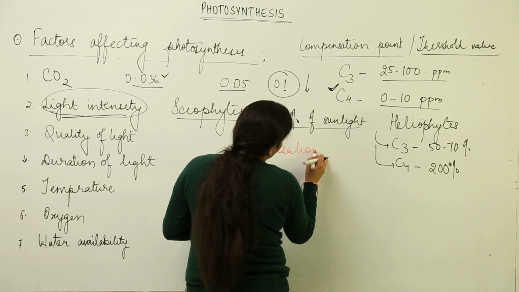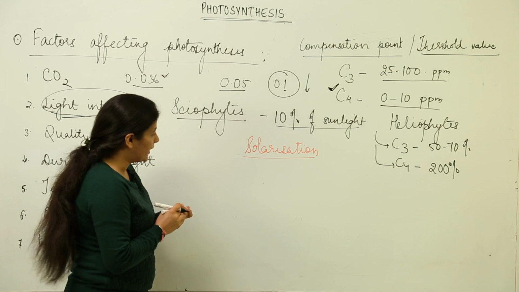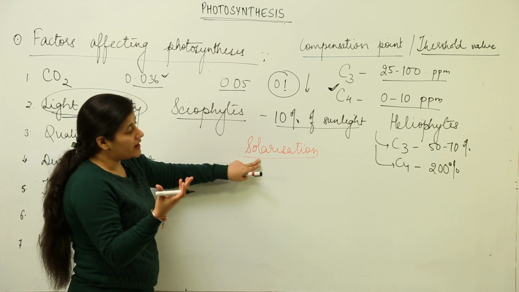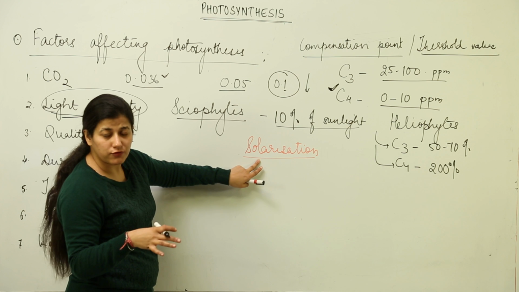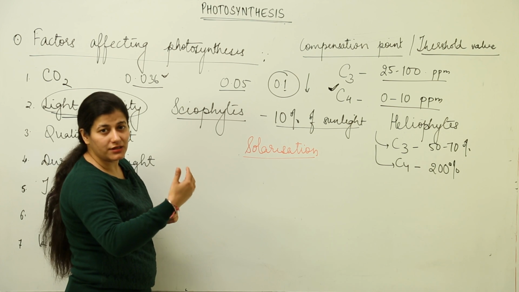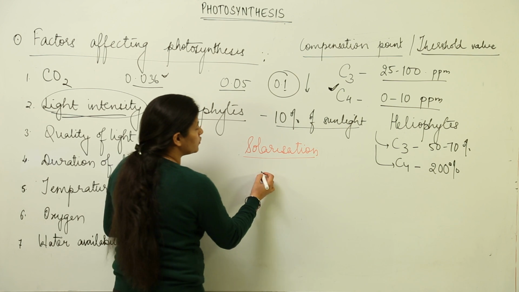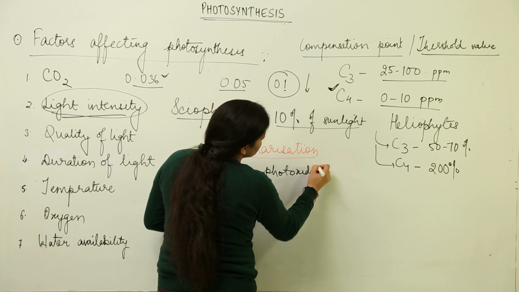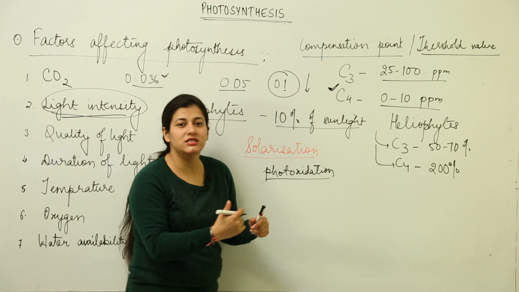Now we have a term over here. What is solarization? Beyond an intensity of light which would be measured in candles, beyond that intensity, the plant will automatically stop the photosynthesis. Now, why does that photosynthesis stop? Because when a higher intensity light is falling on the leaf, it undergoes photooxidation, and then automatically what we observe is that the rate of photosynthesis declines abruptly.